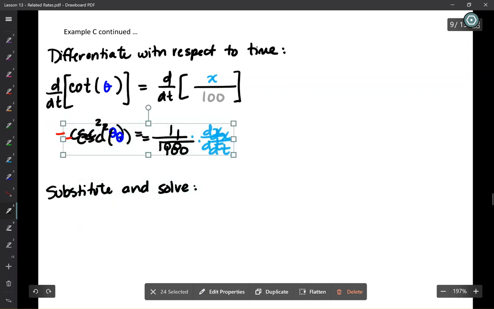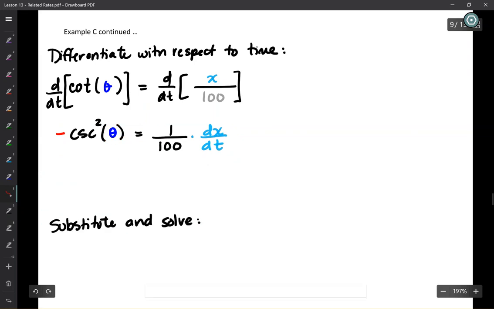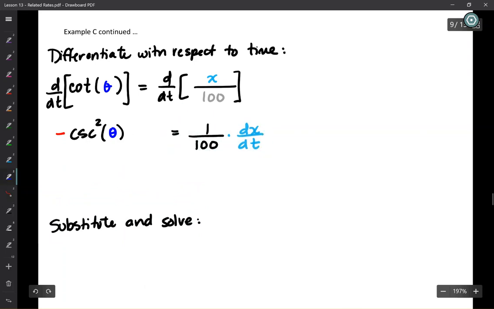Oh my goodness, your teacher made a mistake. What did I forget right here? Theta is changing with respect to time. I got completely caught up in color and forgot to multiply by d theta dt, which is the thing that we've been asked to find. That's what we're looking for. Sorry about that.